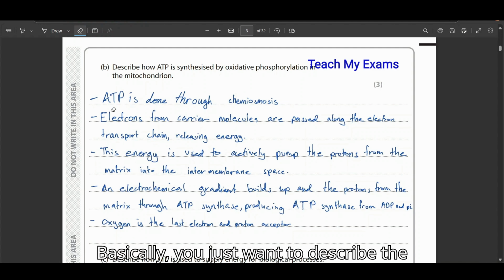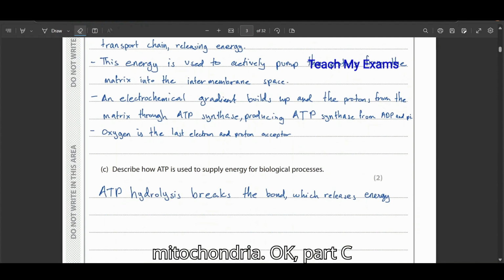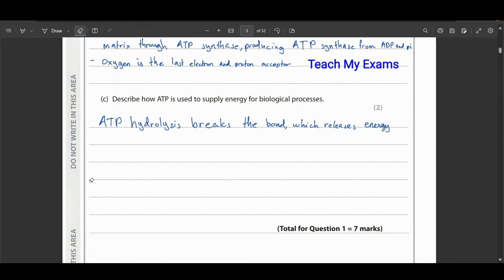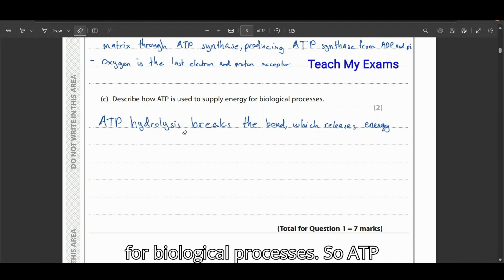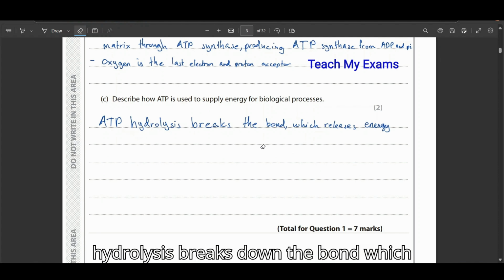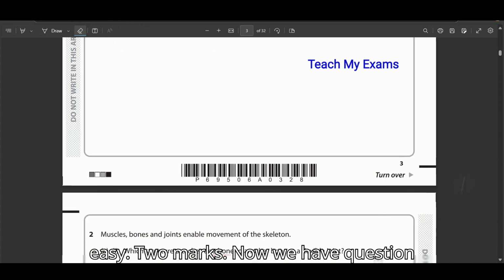Basically, you just want to describe the synthesis of ATP within the mitochondria. Okay, part C. Describe how ATP is used to supply energy for biological processes. So ATP hydrolysis breaks down the bond, which releases energy. Super simple, really easy, 2 marks.